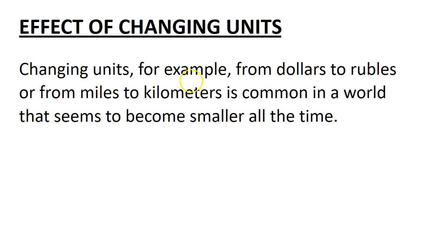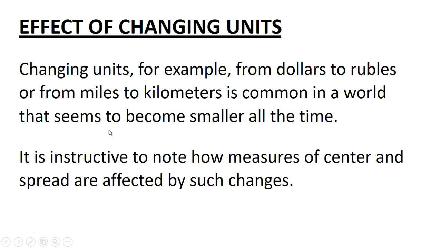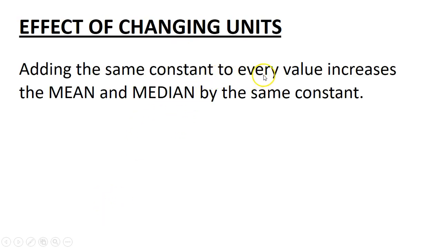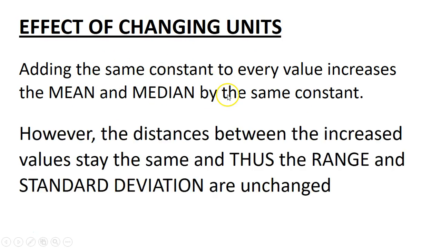The effects of changing units. Changing units, for example, from dollars to rubles, or from miles to kilometers, is common in a world that seems to become smaller all the time. It is instructive to note how measures of center and spread are affected by such changes. Adding the same constant to every value increases the mean and median. Remember, we hit on that one already, and I'm making sure you know it again. If we add the same constant to every value, these are also up by that constant. However, the distances between the increased values stay the same, and thus the range and standard deviation are unchanged.